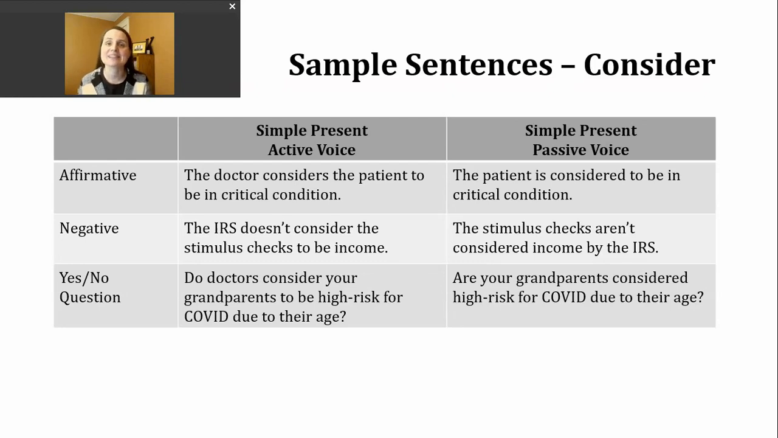so am, is, are, and then I'm using the participle form of the verb, so our ed form, since this is a regular verb. Now let's take a look at a negative example first in the active voice. To make negative simple present sentences, I'm going to use do not, and then the base verb, or does not, and the base verb. You might hear the contraction form don't or doesn't. Here is an example sentence. The IRS doesn't consider the stimulus checks to be income.